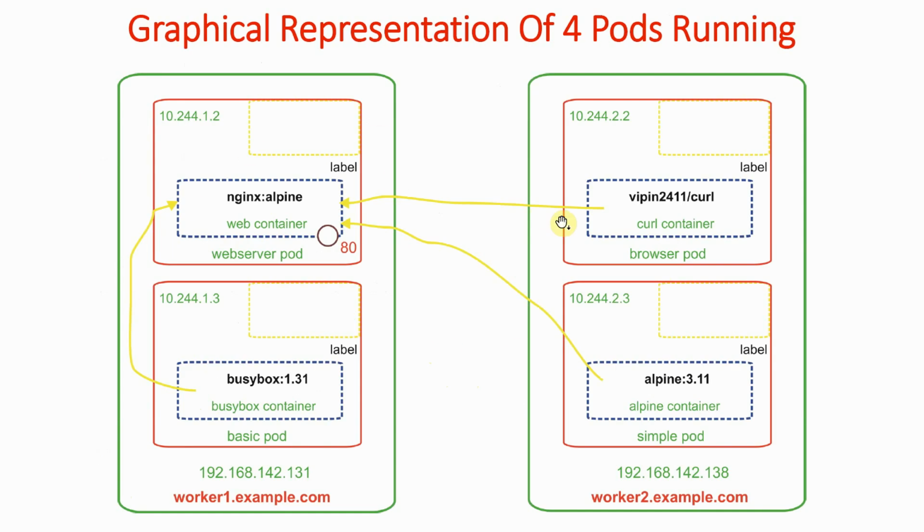That means again it is showing that pod to pod communication is working. If you have to graphically represent, these pods were running on another system, still pod to pod communication was possible. Now this fourth pod, which is based on the BusyBox image, is launched on worker 1, and the name of the pod is basic. From this, communication is also happening.